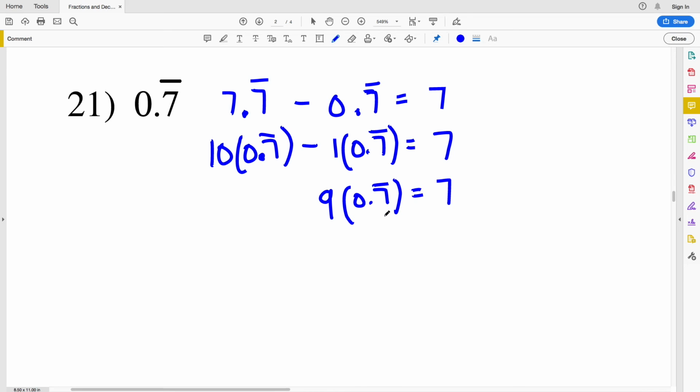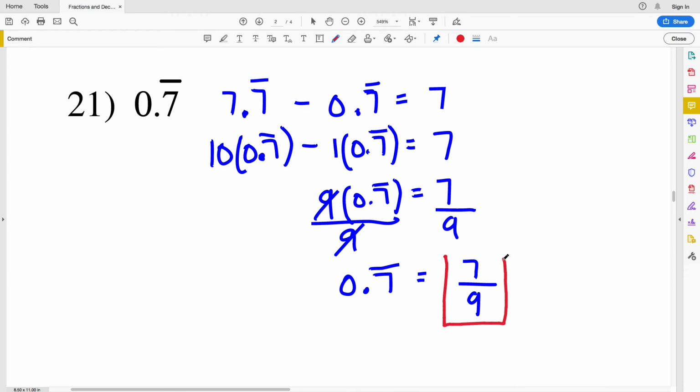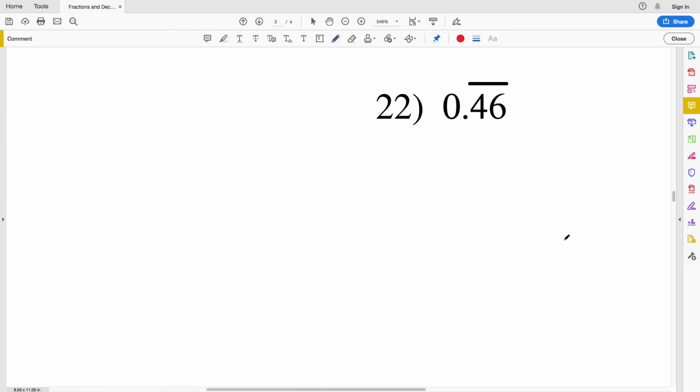So in order to make it a fraction, we need to get it by itself. So divide both sides by 9. 9 divided by 9 is 1. So 0.7 repeating equals 7/9. And that's our solution for number 21. Let's move on to number 22, which will be our last repeated decimal.